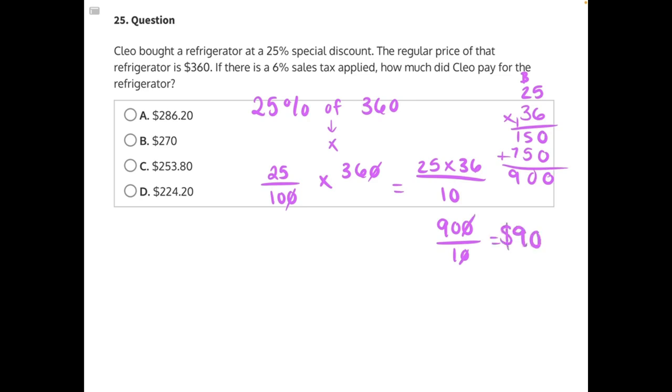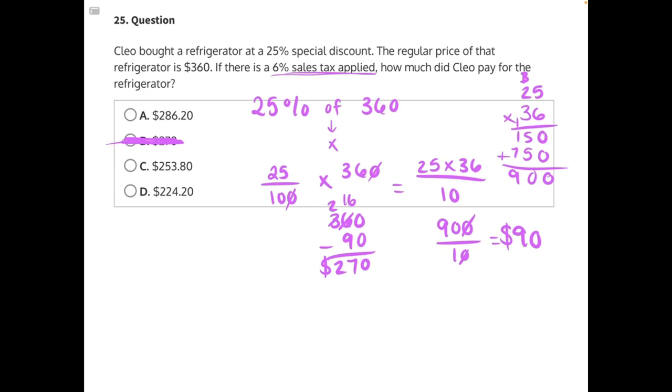So $90 is the discount. That is the amount that we're going to take off of the original. And taking something off the original is the same as subtracting. So we need to subtract here. 0 minus 0 is 0. Borrow, 16 minus 9 is 7. So our sale price is $270. Now, B is not our correct answer because we still have to apply the sales tax.